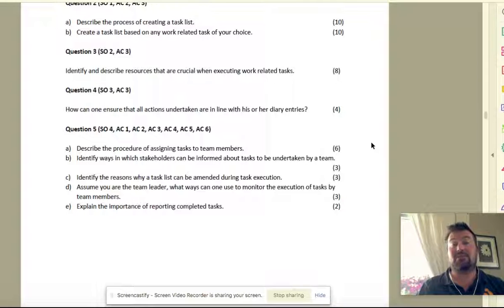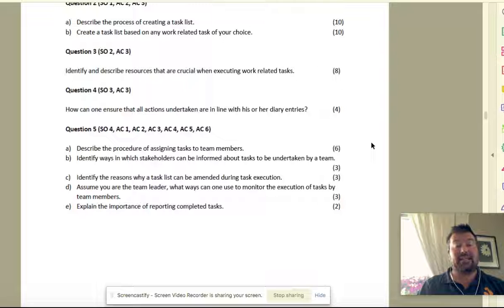So sometimes the priorities change. Sometimes the tasks change in that specific day. Why? What are the reasons for changing your specific task list? Okay. So make sure that it's practical.